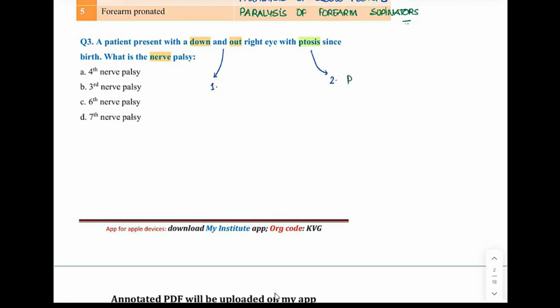Now, ptosis means drooping of upper eyelid, right? So this means drooping of upper eyelid, and this is possible when there is paralysis of the muscles which are needed for elevation of upper eyelid, right? So paralysis of muscles which are actually elevators of upper eyelid.